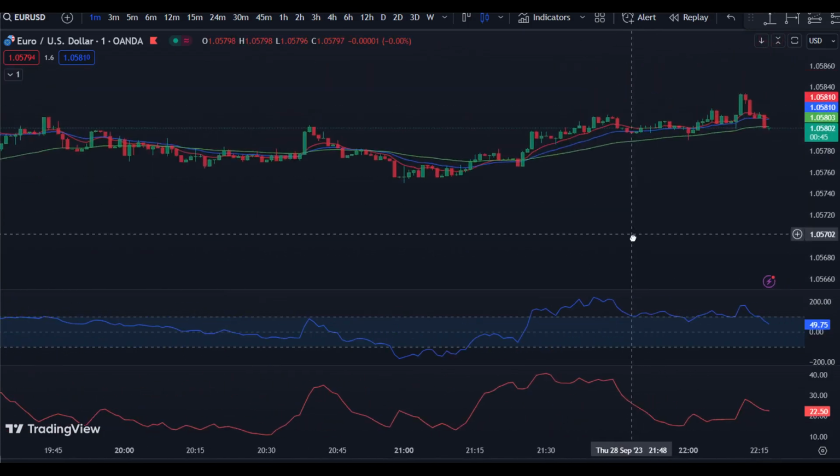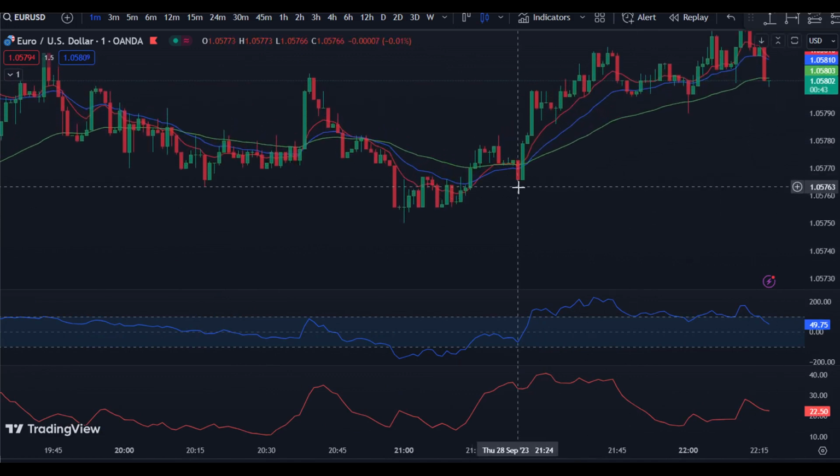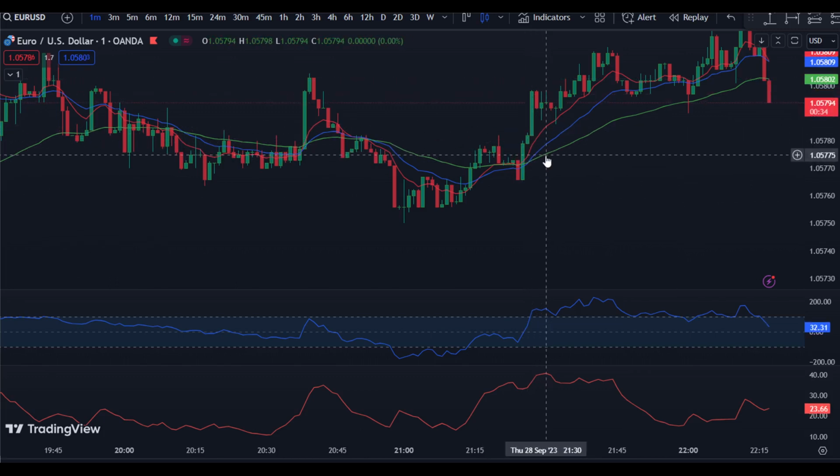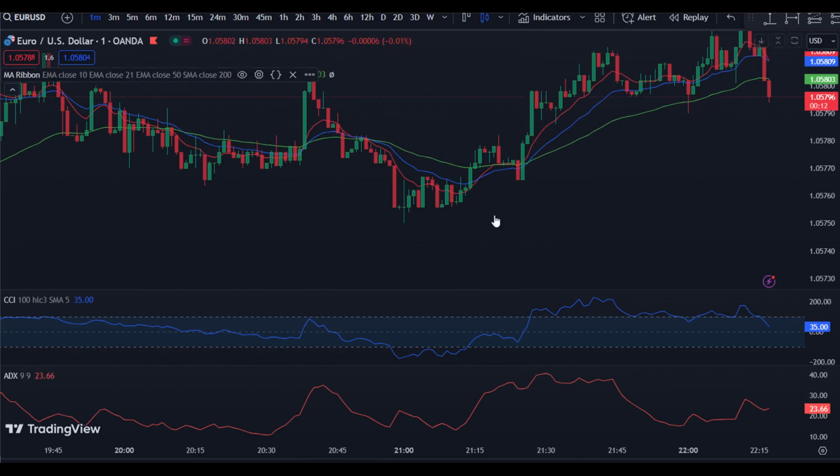So for today's strategy, the very first thing that we're going to be looking for is for the EMA ribbon to be crossing. So for a long position, we want the red EMA to be on the very top and the green on the bottom. After this has occurred, we're going to check to see if the CCI is above the 0 line. And then we're going to use the ADX for confirmation. If it is above 20, we can take our long position.